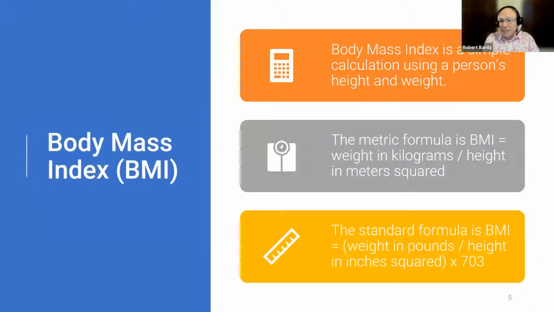Body mass index is a simple calculation using a person's height and weight. The metric formula is BMI equals weight in kilograms divided by height in meters squared. The standard formula is BMI is weight in pounds divided by height in inches squared multiplied by a factor of 703. So if you haven't already done that after the webinar, you can go ahead and check your own if you wish.